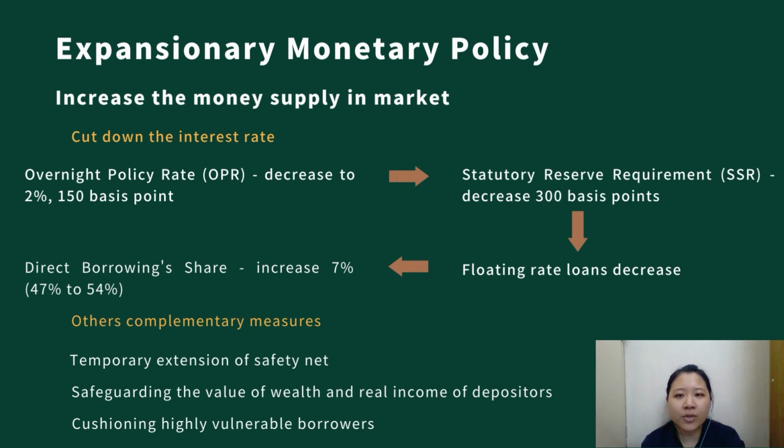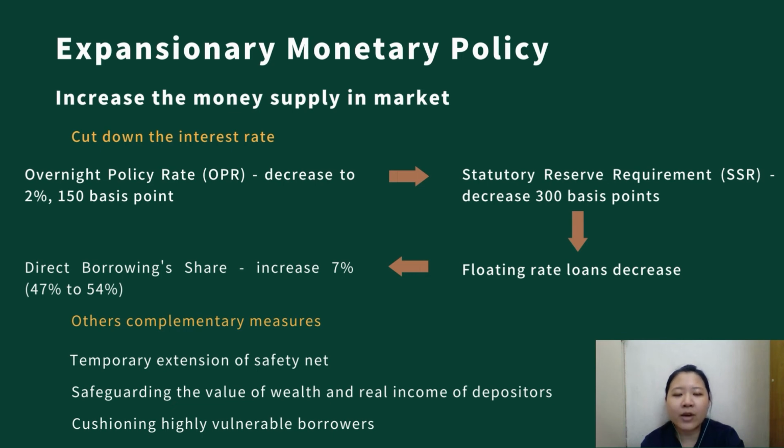Then, the monthly installment on floating rate loans was also decreased immediately to ensure the borrowers receive the benefit of the reduction in OPR and SRR. Finally, in 2009, the direct borrowing share increased by 7%, from 47% to 54%.